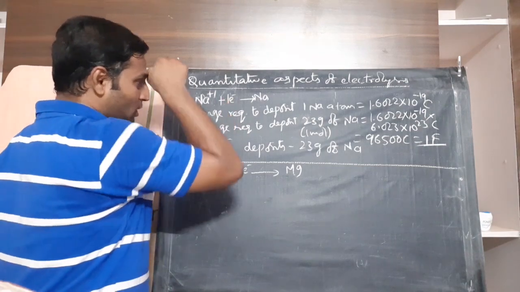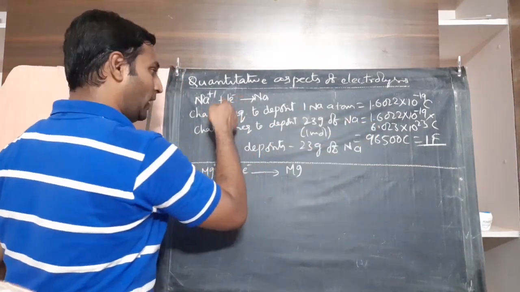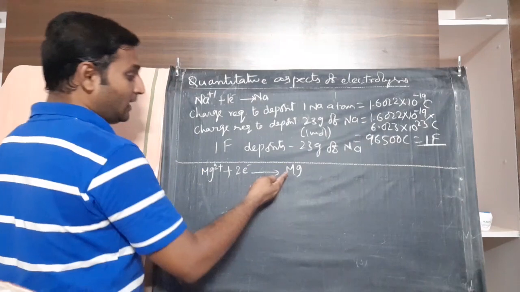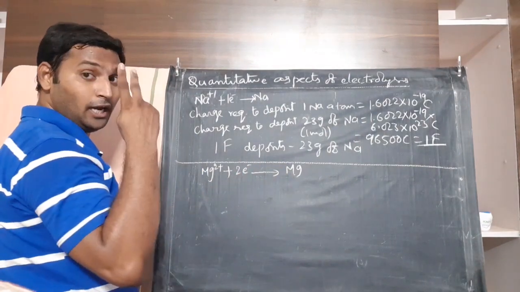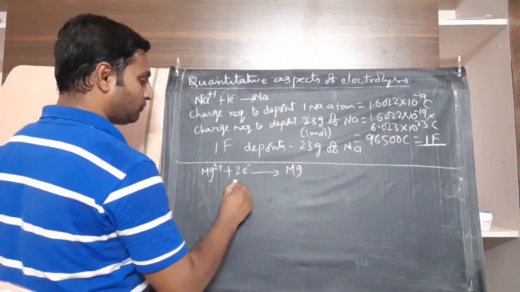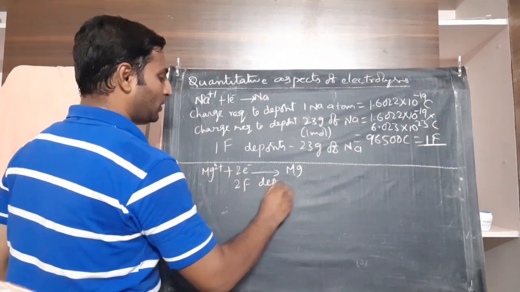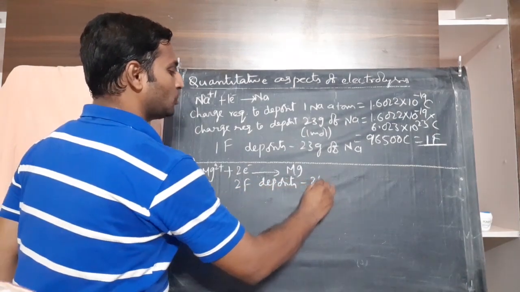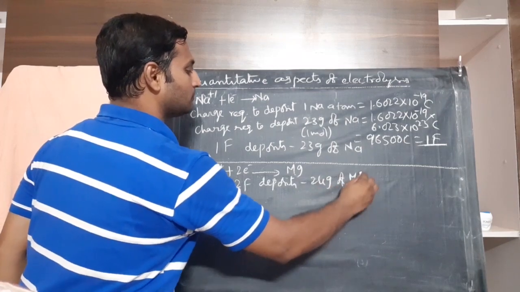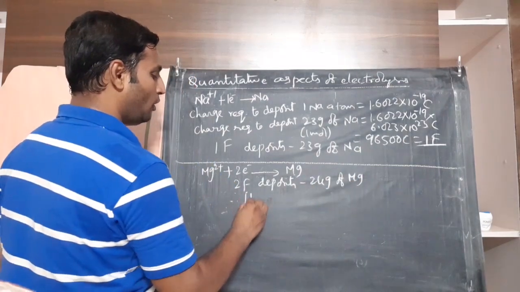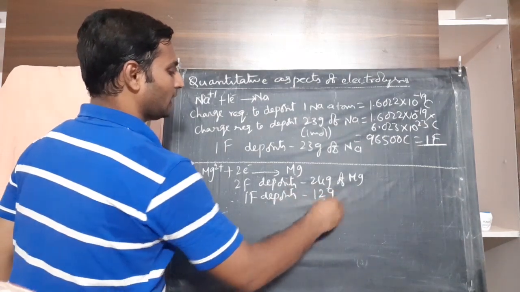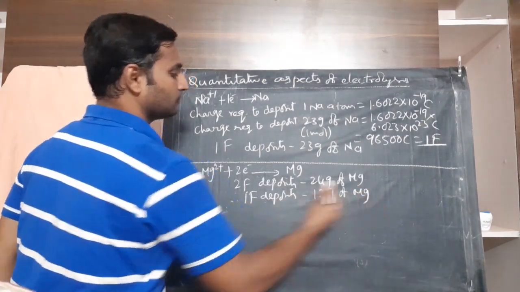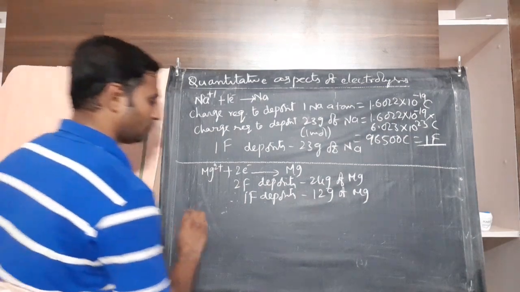If there is 1 electron, 1 mole requires 1 mole of electrons, that means 1 Faraday. Here 1 mole of magnesium requires 2 moles of electrons, that's why it will be 2 Faraday. So you can understand 2 Faraday deposits 24 grams of magnesium. Therefore, 1 Faraday deposits 12 grams of magnesium. Okay?